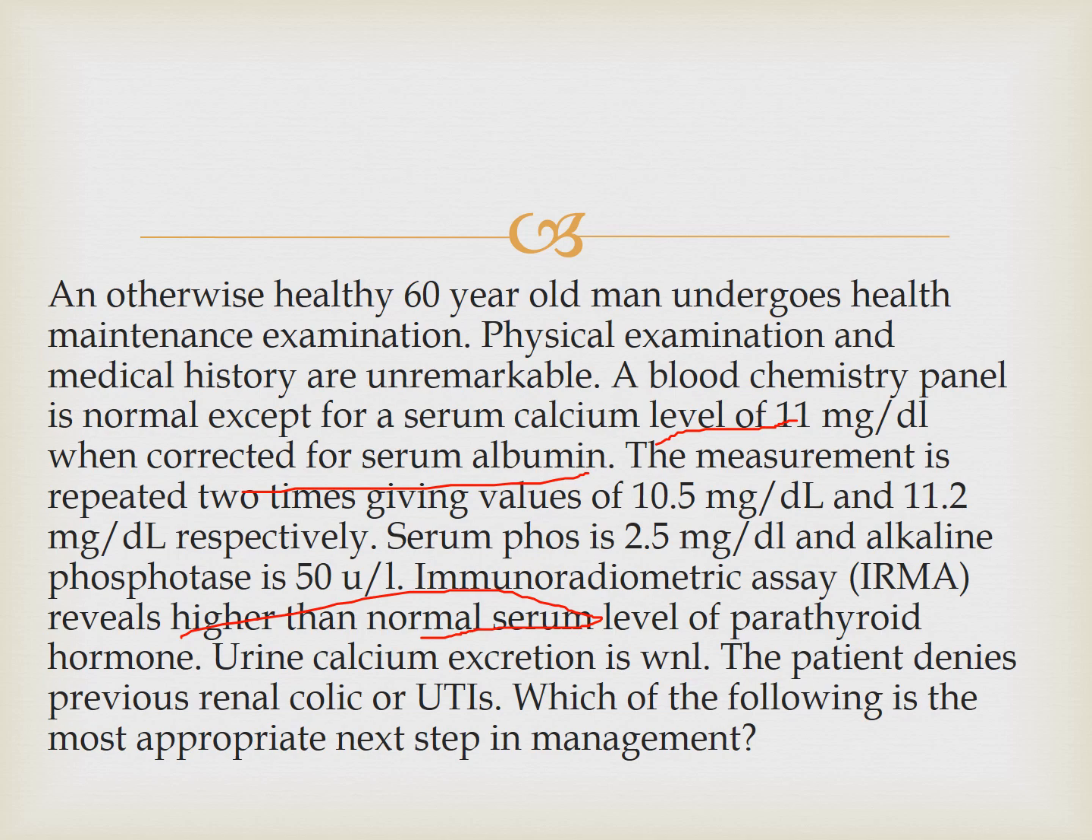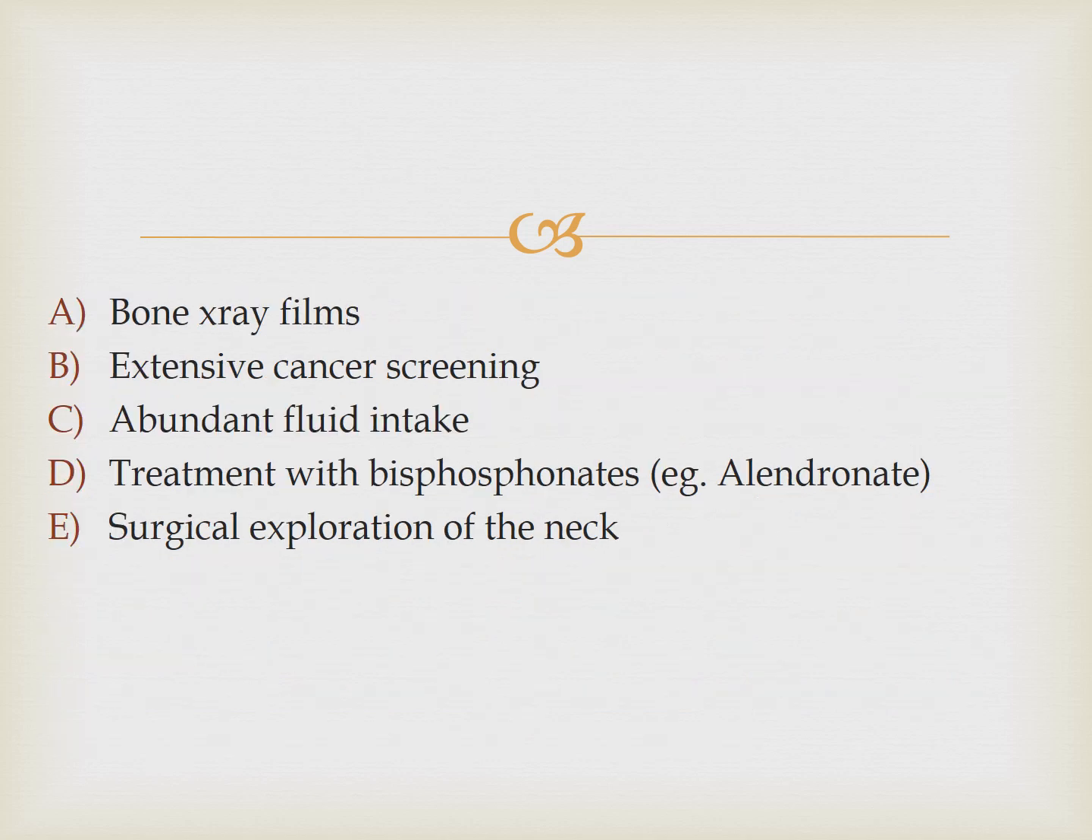hyperparathyroidism. But if you look at the choices, the question is not talking about the cause. It's talking about what you want to do. So if you remember, calcium was 11.5. The patient is asymptomatic, and we talked about that. In an asymptomatic patient with calcium around 11, you can do this: abundant fluid intake.